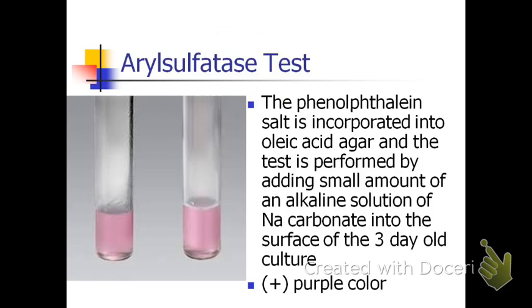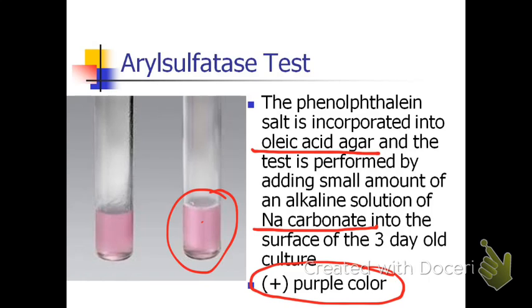So the phenolphthalein salt is incorporated into oleic acid agar. So this is the name of the medium for the test, the oleic acid agar. And the test is performed by adding a small amount of alkaline solution, usually in the form of sodium carbonate, onto the surface of the 3-day-old culture. So you have to culture the suspected organism for 3 days. Then you add sodium carbonate. Then if there is a positive purple color, that is considered as a positive reaction.